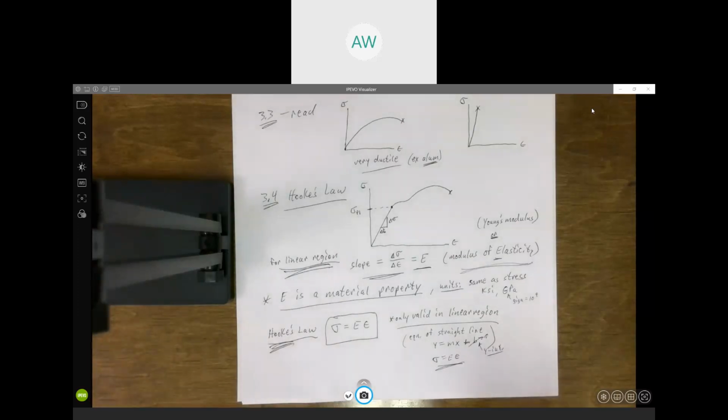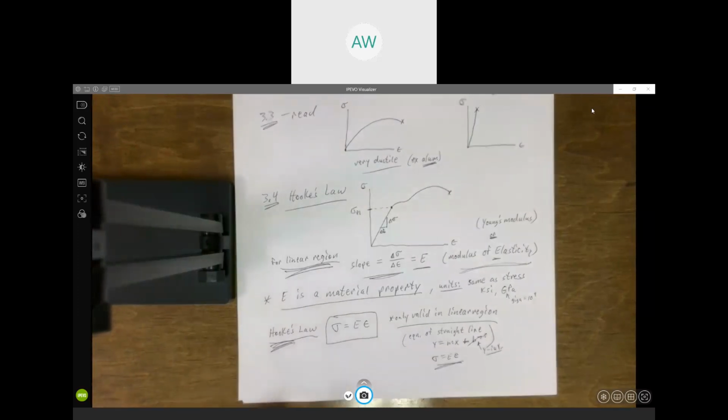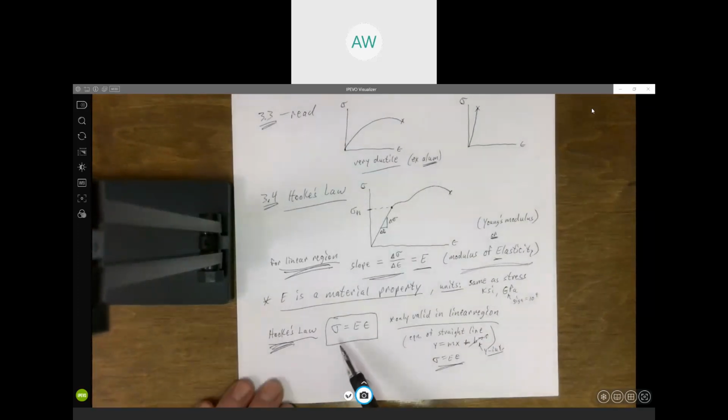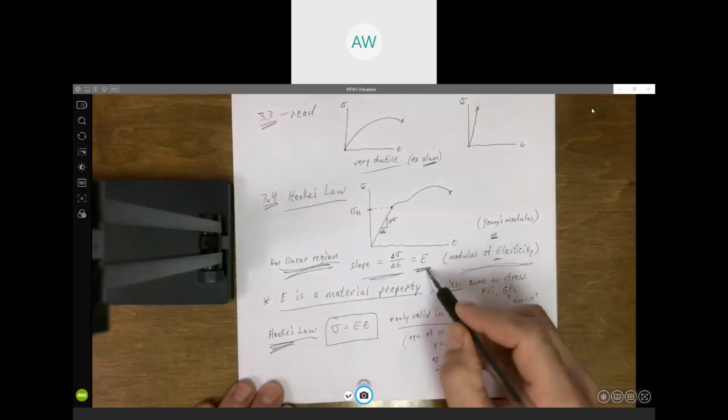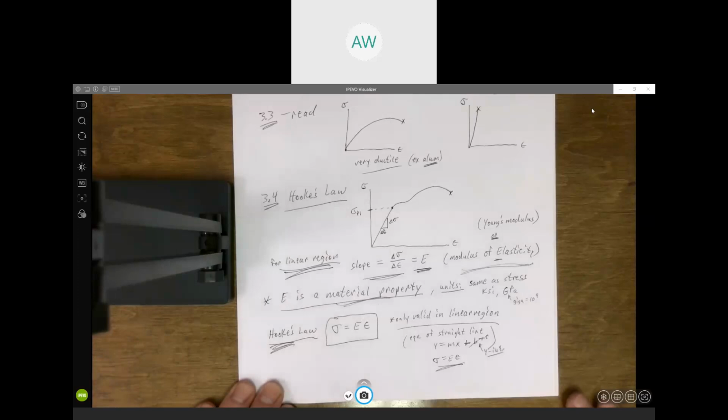Right? But it gives us a good relationship between stress and strain. So as long as we know what the material is, if we know the stress, we can get the strain. If we know the strain, we can get the stress. Because again, E here is dependent upon the material. Any question about Hooke's law?